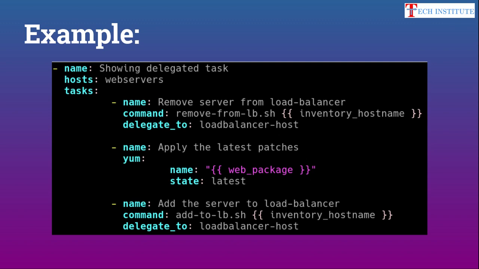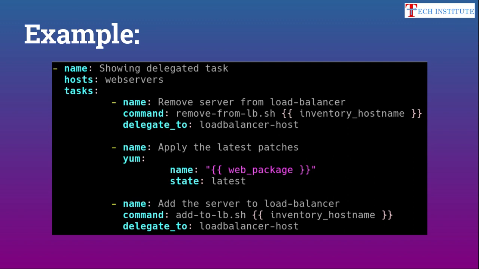In the first task, I am removing the server from the load balancer, and I am running one script, remove_from_lb.sh, using inventory_hostname. That means whatever target server it is running for, it will take that target server's name. Remember, I was telling you it will use the facts gathered from the target host rather than from the delegated one. So this inventory_hostname variable will take the hostname of the web servers mentioned in that group, and then it will delegate_to the load balancer host. So it will run this task on the load balancer host, not the web server host.